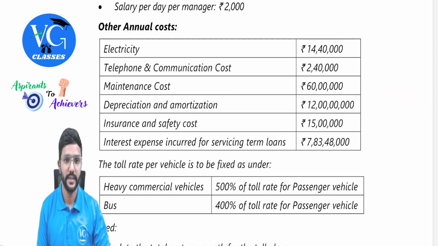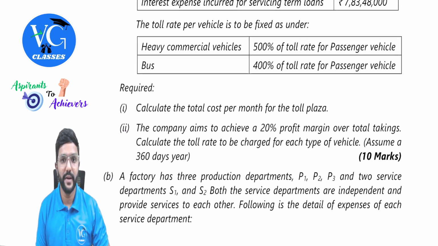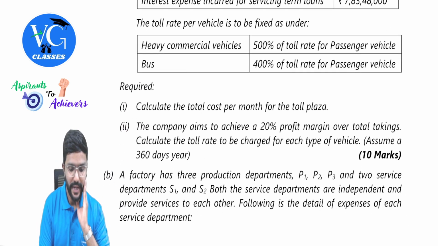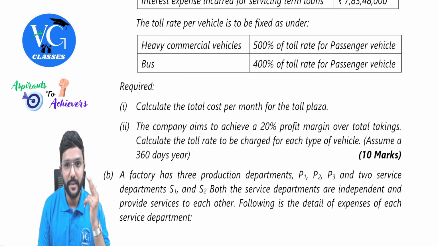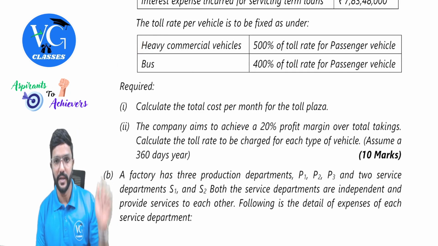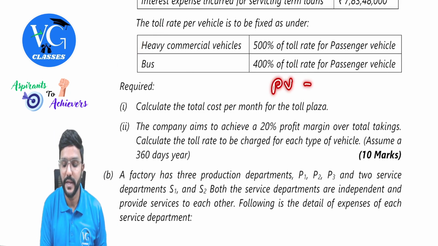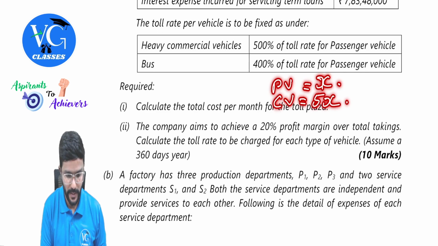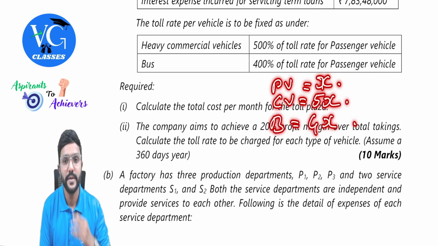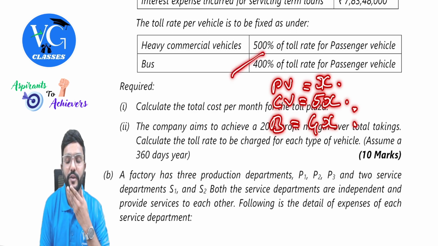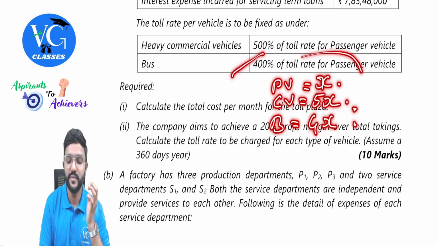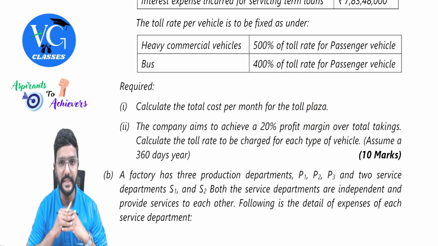Got it? Okay. The toll rate per vehicle is to be fixed as under: heavy commercial vehicles, 500% of toll rate for passenger vehicle. So if passenger vehicle is equal to 1, then commercial vehicle will be 5. Let us assume this as X, so this will be 5X. Then bus would be 4X. You can see 400% of toll rate for passenger vehicle. So using this, we can do the equivalent calculations and all, guys.